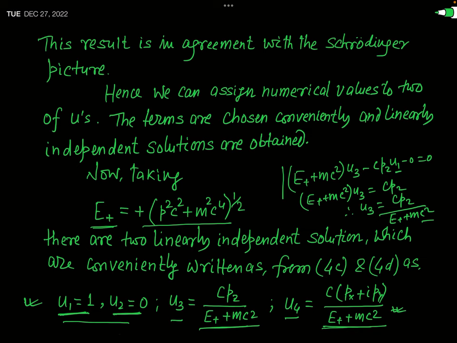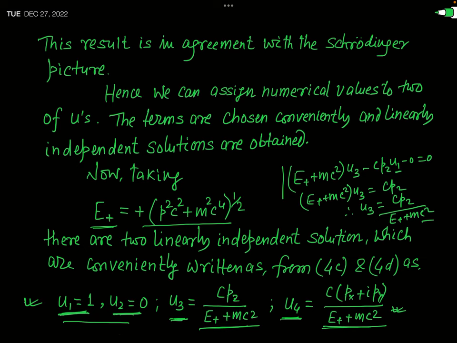Among these 4 values, you can see u1, u2, u3 are all real, so their complex conjugates will remain the same. So u1 star will also be 1, u2 star will also be 0, u3 star will also be cpz by E plus mc square. But the complex conjugate of this u4 will be what? That will be c times (px minus ipy).